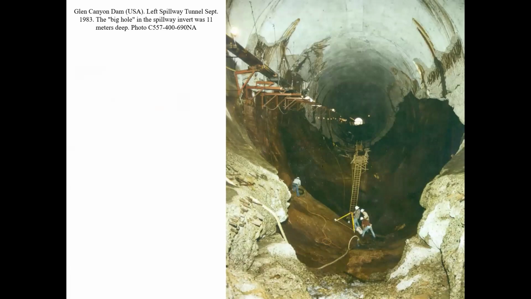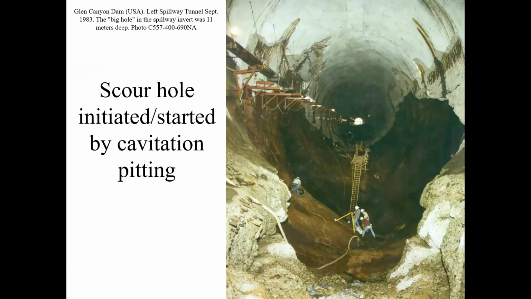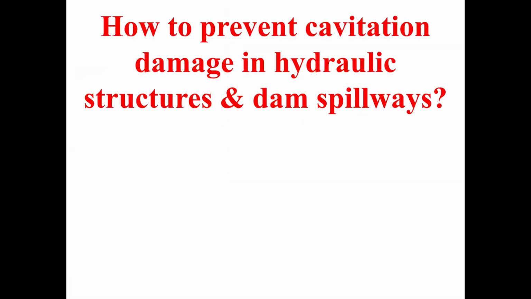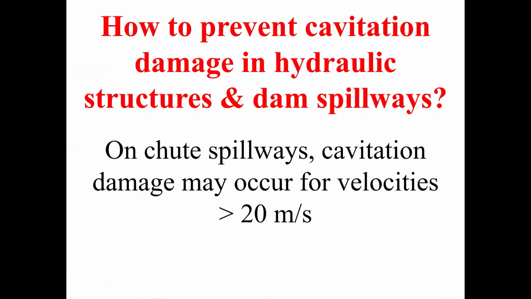An example of extreme erosion is a big hole at Plain Canyon Dam, where the scour hole was initiated by cavitation pitting. How to prevent cavitation damage in hydraulic structures and dam spillways? As a rule of thumb, on chute spillways, cavitation damage may occur for velocity greater than 15 to 20 meters per second.